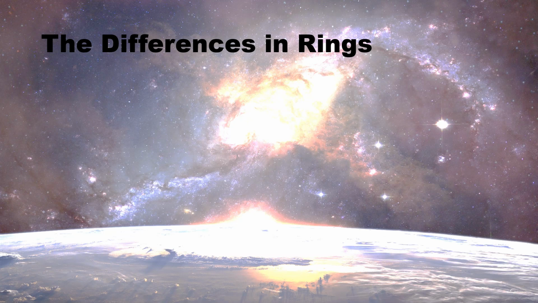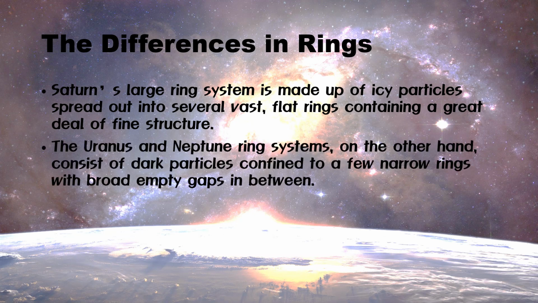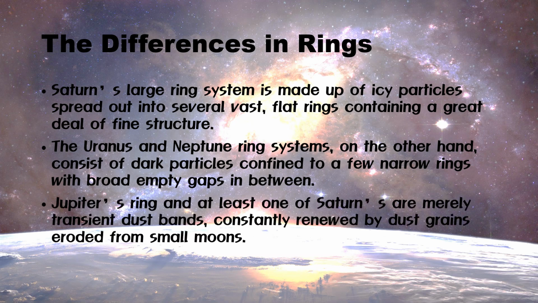So what are those differences that we find in the ring structures around our four giant planets? Well, Saturn's large ring system is made up of icy particles spread out into several vast flat rings containing a great deal of fine structure. The Uranus and Neptune ring systems, on the other hand, consist of dark particles combined into a few narrow rings with broad empty gaps in between. Jupiter's ring and at least one of Saturn's rings are merely transient dust bands, constantly renewed by dust grains eroded from their smaller moons.